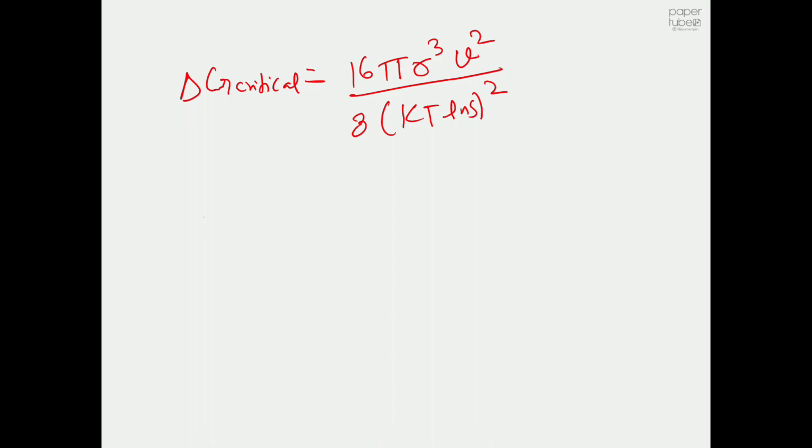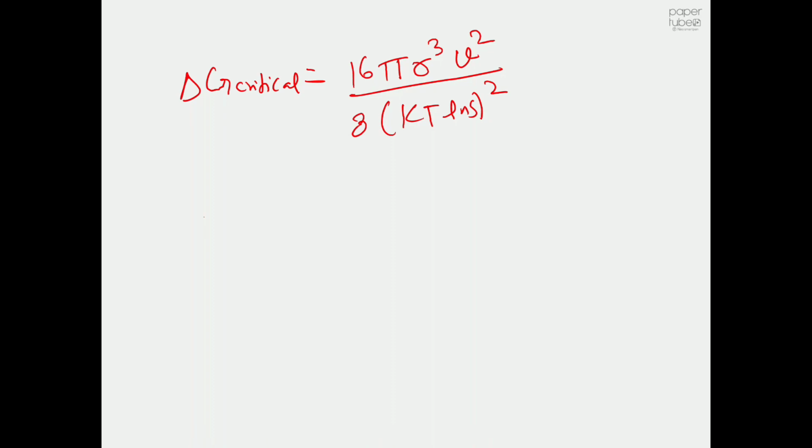This is very simple. We know the formula for delta G. Let me check one time, so I don't make any mistake. It's 16 pi sigma cube, molecular volume raised to the power of cube, kT ln of S, the whole squared. So we have all the values. We calculated the surface free energy, and we know the molecular volume.